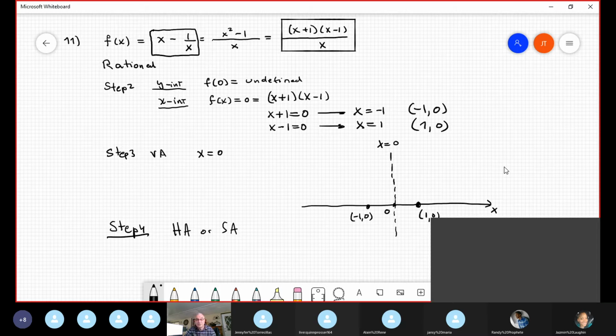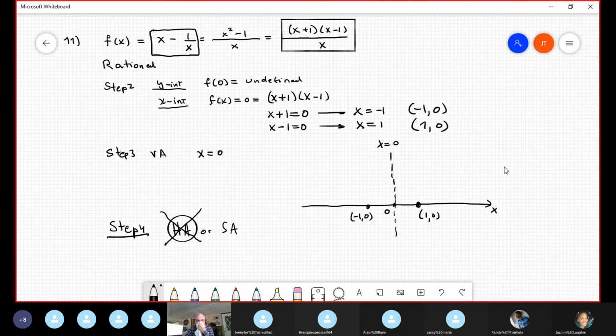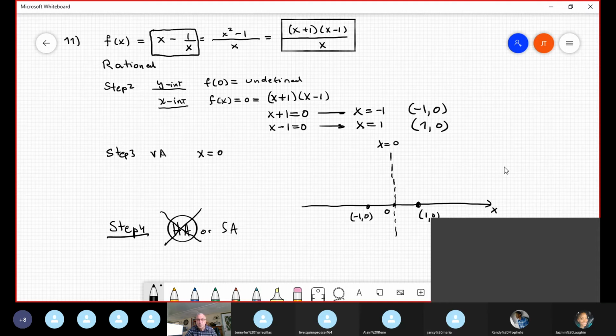And when this situation happens, what do you think? Do we have a horizontal asymptote, yes or no? No, we have no horizontal asymptote. We have a slant. Correct. We have a slant.